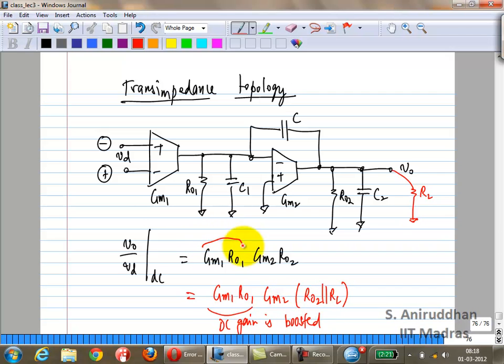And the other thing is, stage 1 DC gain is not changed at all. So obviously if you had to optimize for DC gain, you'd probably stick to GM1 RO1. If you want to hit a certain DC gain, you'd play around with GM1 RO1. This particular topology is called the two-stage op-amp.